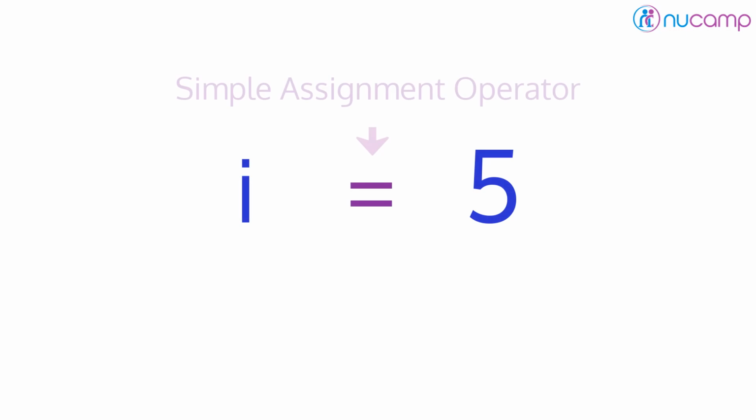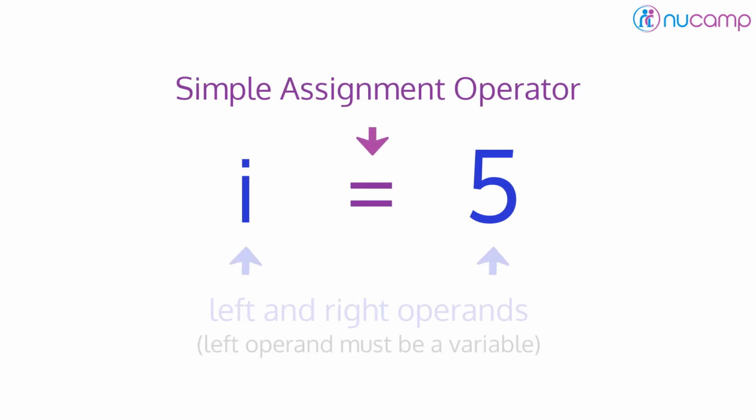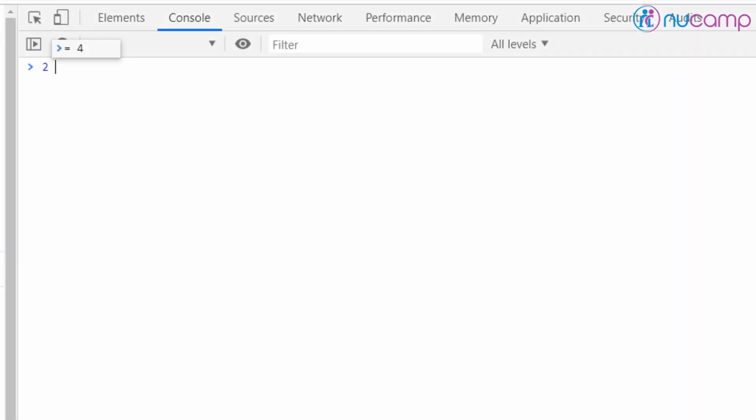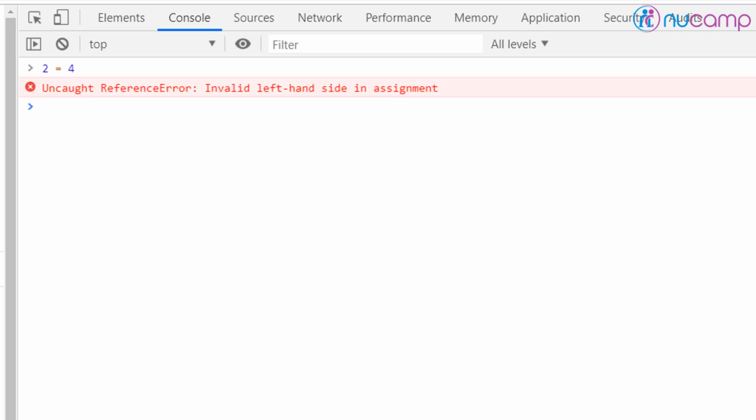You've seen the simple assignment operator, the single equal sign, many times. It takes 2 operands, the left and right operand. The left operand must be a variable, since it has to be able to be set. You wouldn't say 2 = 4, for example. And it assigns the value of the right operand to the left operand. So if I type x = 5, now x actually contains 5.